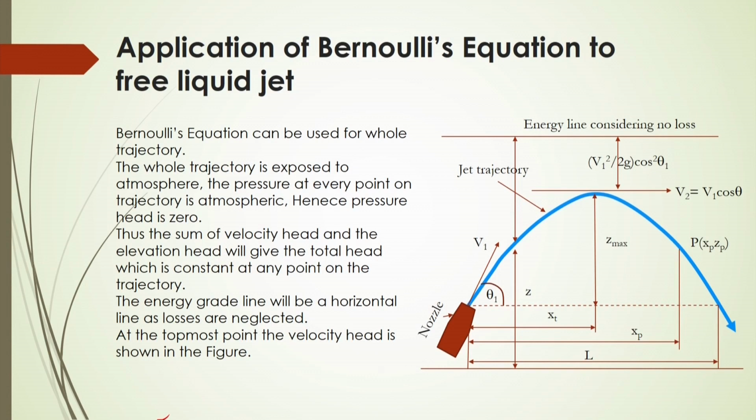So, application of Bernoulli's equation to the free liquid jet, here again this can be used for the whole trajectory. The whole trajectory is exposed to atmosphere. The pressure at every point on the trajectory is atmospheric, hence the pressure head will be 0. Thus, the sum of the velocity head and the elevation head will give the total head, which is constant at any point on the trajectory. The energy grade line will be a horizontal line, as losses are neglected. At the topmost point, the velocity head is shown in the figure in this case.